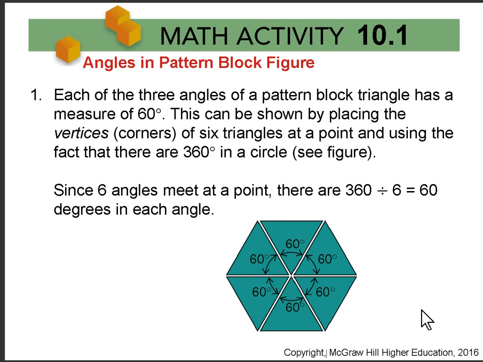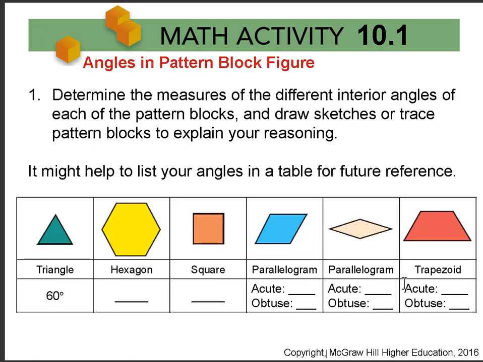You'll probably remember that the three congruent acute interior angles in the equilateral triangle are each 60, but you can see that here by putting the 6 triangles around a circle, and then 360 divided by 6 is 60, and that helps us see and explain how we know these angles are 60 degrees. In question 1, we ask you to determine the measures of the other interior angles for all the pattern blocks. It will help to put this in a table.